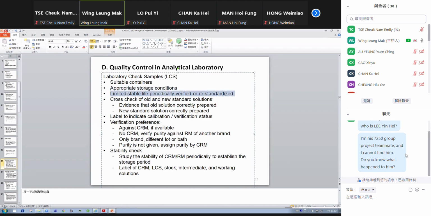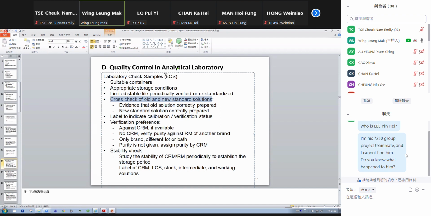And also, you know how long it will be stable. You need to verify it and cross-check with the old or the standard repeated standard solutions. That means your previous batch and the new batch. You can use the LCS to check whether your preparation of the calibration curve last week and next month is the same. Is it reliable?